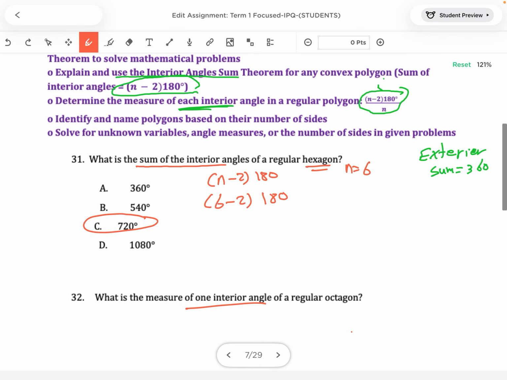We need one interior angle, so the rule will be n minus 2 times 180 over n. Octagon, number of sides is 8, so 8 minus 2 times 180 over 8. And the answer will be 135 degrees.